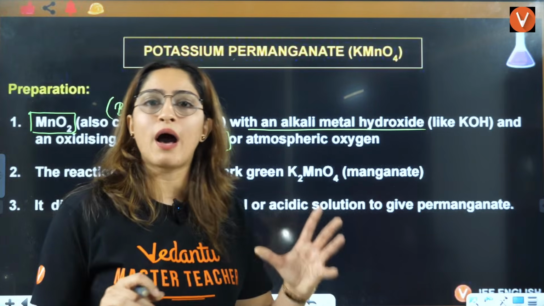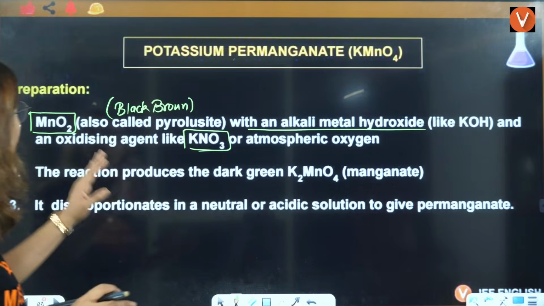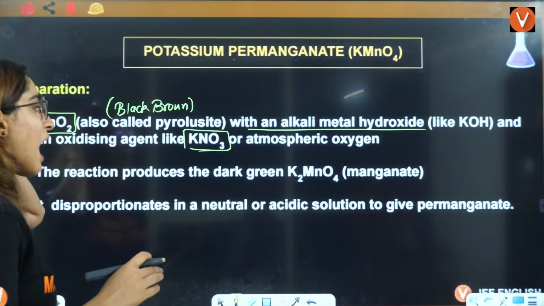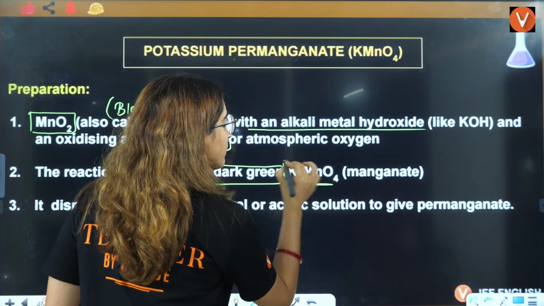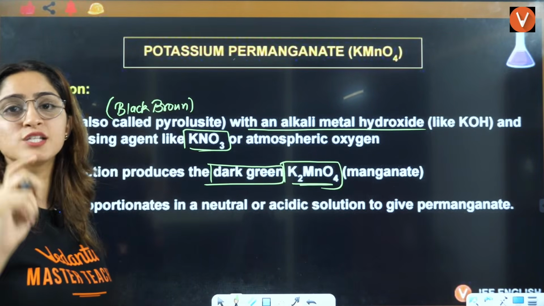You need to use one oxidizing agent here. The reaction produces dark green color. Now you have dark green color of manganate. Okay. So there are two things. One is manganate, one is permanganate.